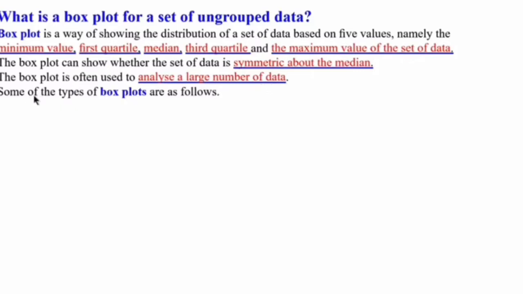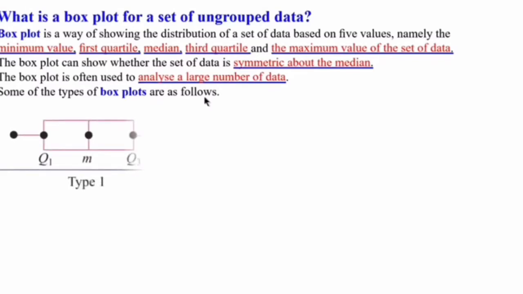So some of the types of box plots are as follows. Basically there are 3 types of box plot. The first type is where you notice that the difference between the median and the first quartile is equal to the difference between the third quartile and the median. That means the median is at the midpoint of Q1 and Q3.